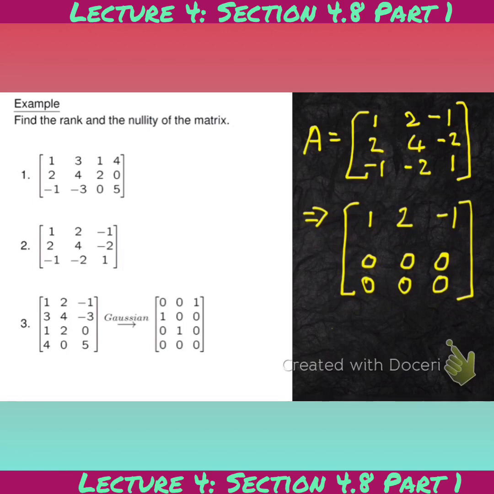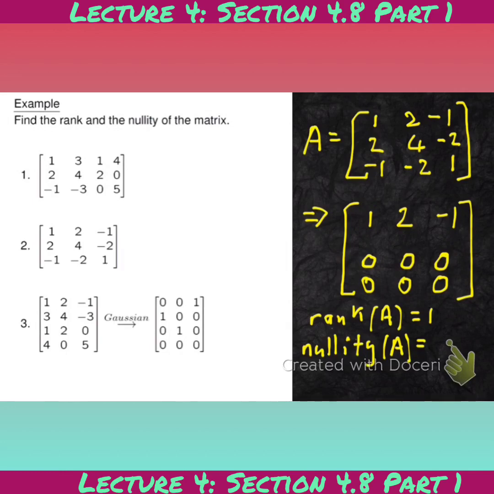So what is the rank of A? The rank of A is determined by the dimension of the row space. Now, this vector here forms a basis for the row space. So the dimension of the row space is 1. There we've got the rank of A is 1.